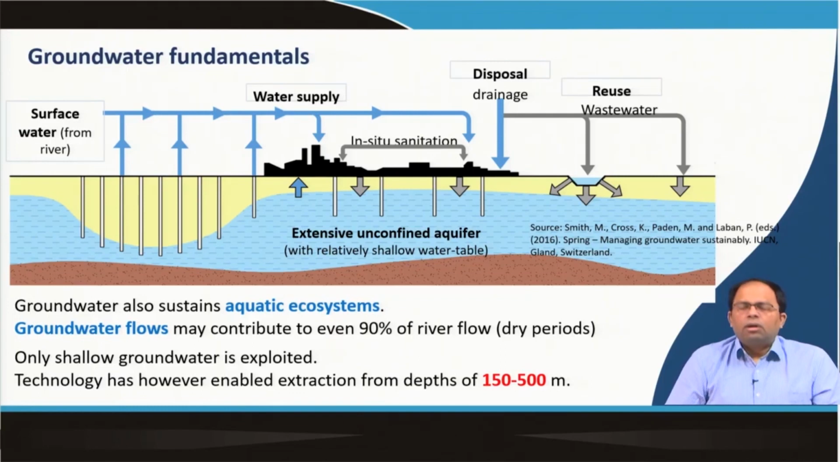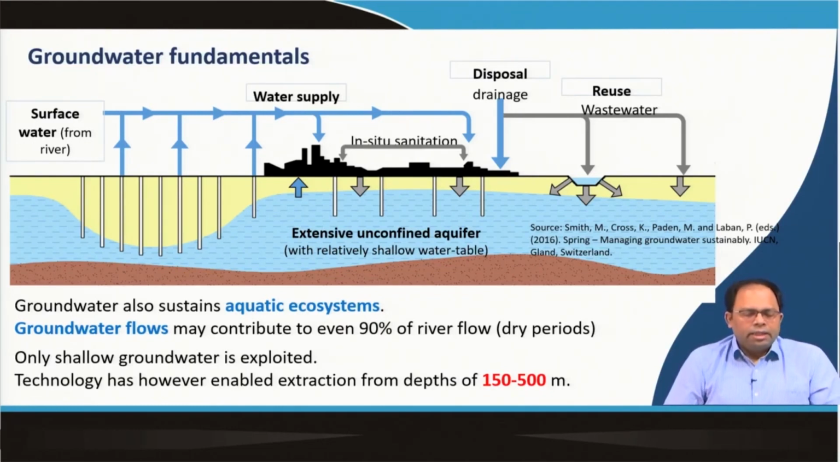And only shallow groundwater is exploited, that means we do not exploit groundwater from very deep, even though technology allows us to extract from even 500 meters depth. That means we usually have deep tubewells which can extract water from 150 to 500 meters. But we should limit our groundwater extraction to shallow levels, otherwise we will have other problems that we will discuss.